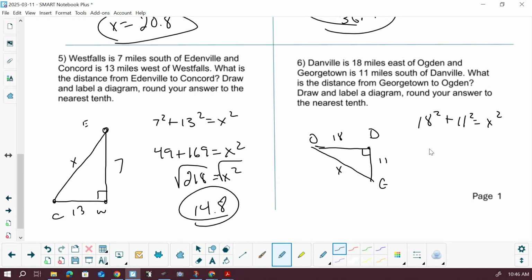18 squared is 324, plus 11 squared is 121. 324 plus 121 is 445. And take the square root of both sides. Square root of 445 is 21.09, which would be 21.1.